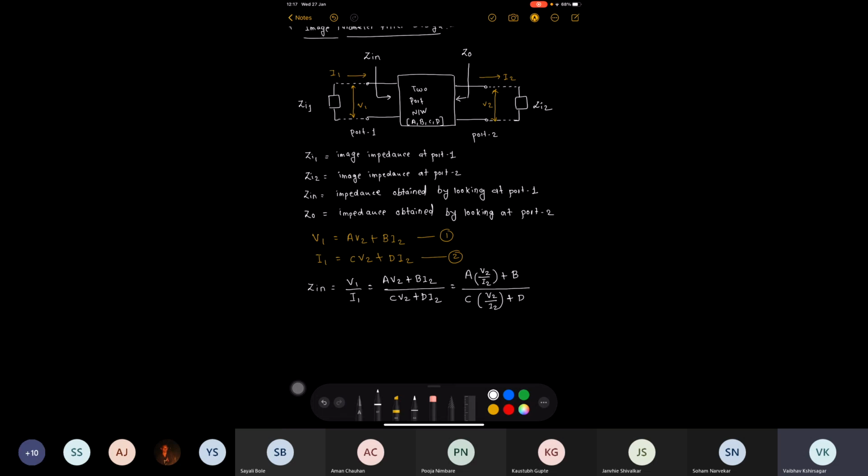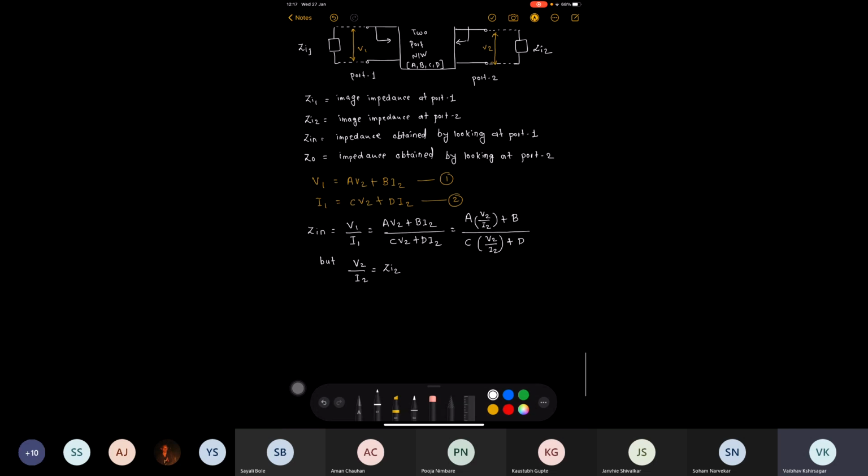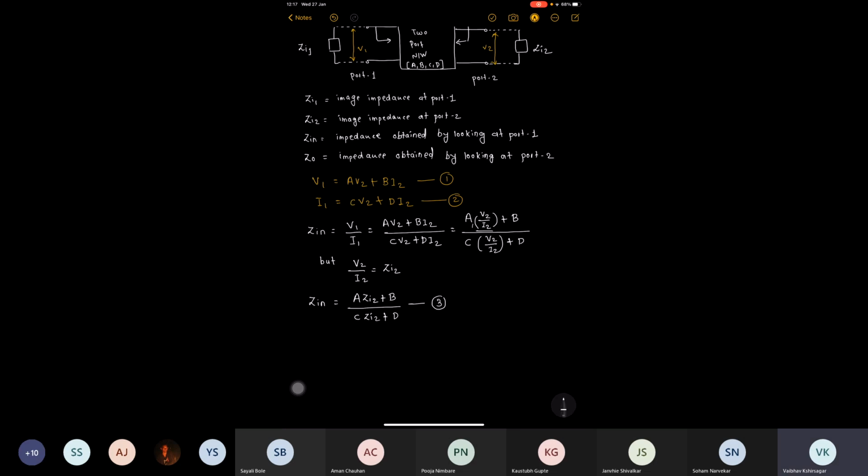What is V2 to I2? The ratio of V2 to I2 will provide us ZI2. V2 divided by I2 is nothing but ZI2. So how can we write this then? Zin can be written as A, now I will replace this V2 by I2 term with ZI2, plus B, divided by C ZI2 plus D. Let us call this equation number 3.